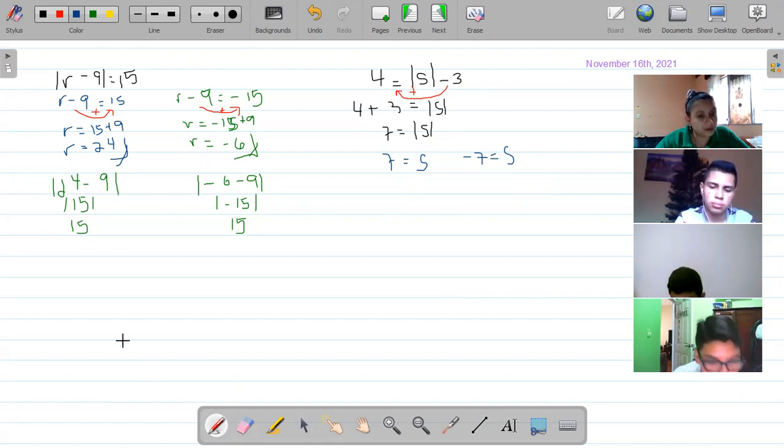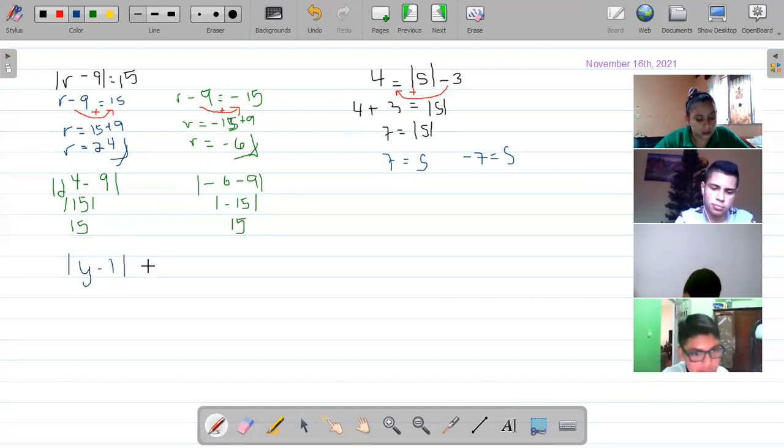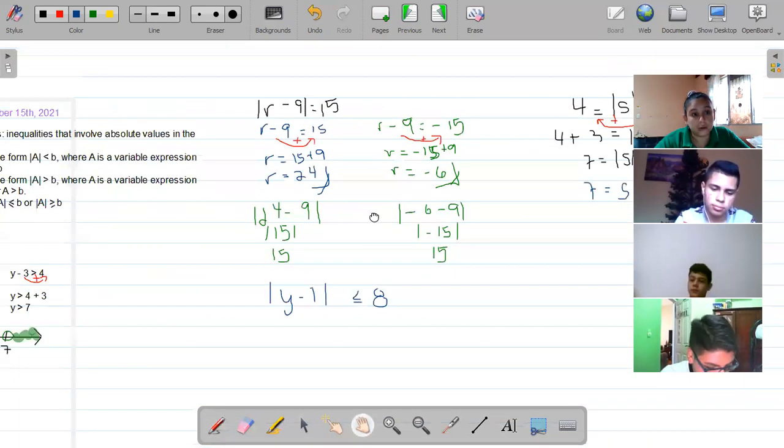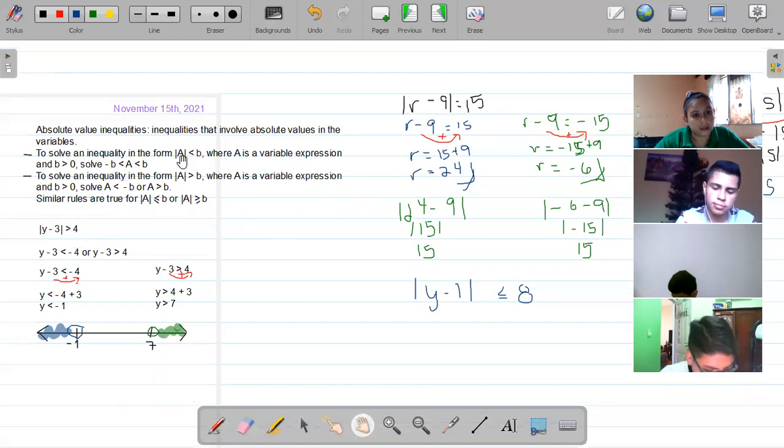inequalities, okay? So now we're going to begin with absolute value of y minus 1 is less than or equal to positive 8. That's the first one. Okay, less than or equal. Let's go and see the rules. So if we have a less than, this could be less than or equal. To solve an inequality in the form of variable expression inside absolute value less than b, then we solve with an and compound inequality. Negative b less than a less than b.